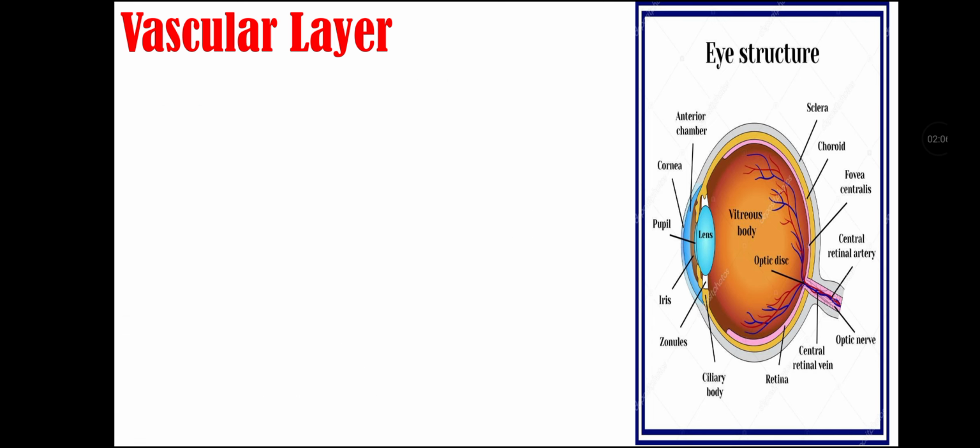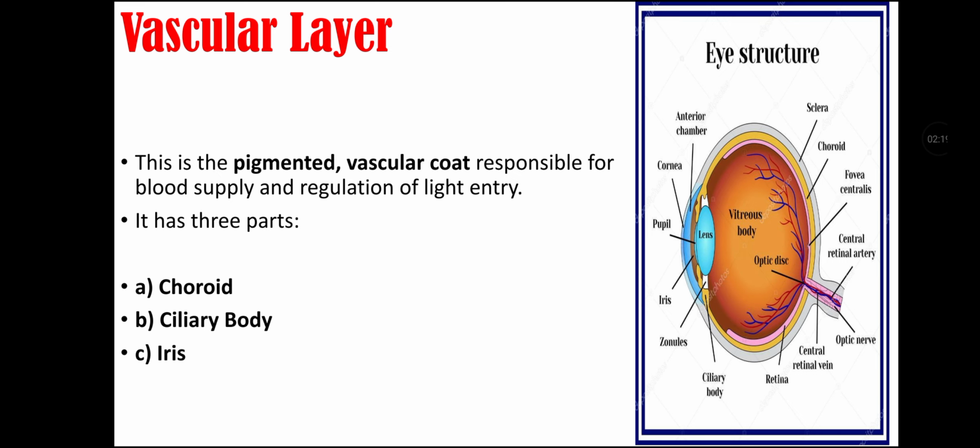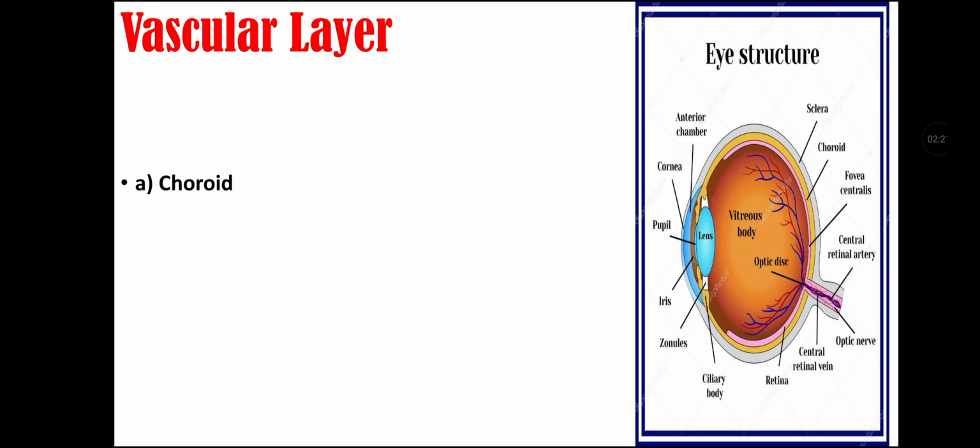Then the next layer of eyeball is vascular layer. It is a pigmented vascular coat that is responsible for blood supply and regulation of light entry. It has three main parts that include choroid, ciliary body and iris. Now let's talk about these parts.